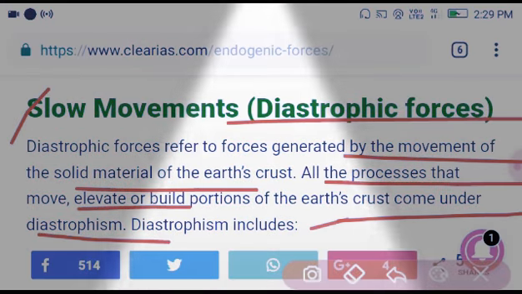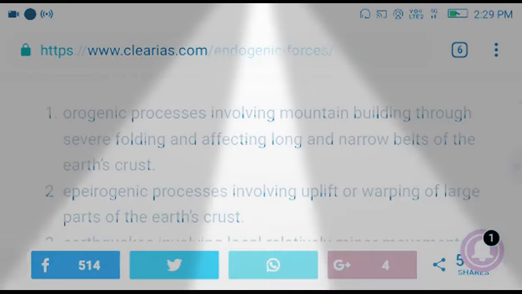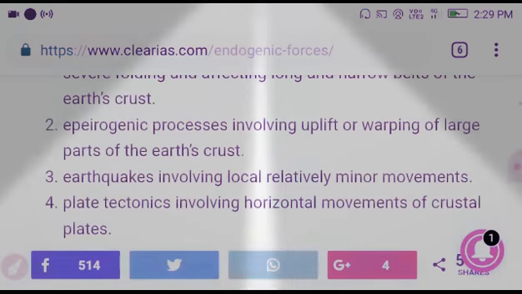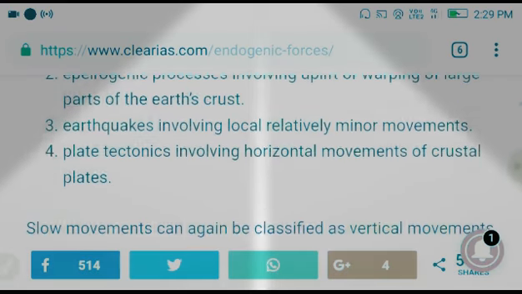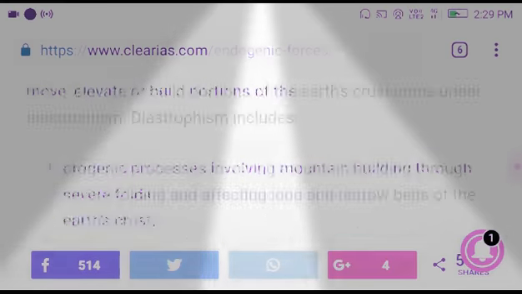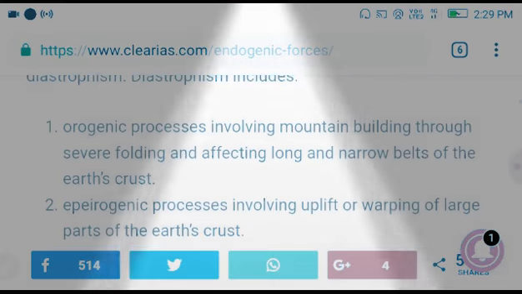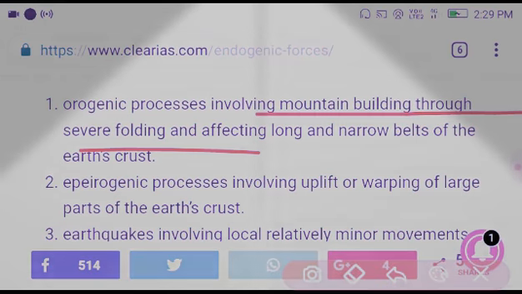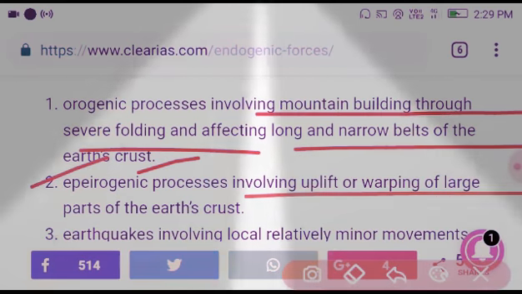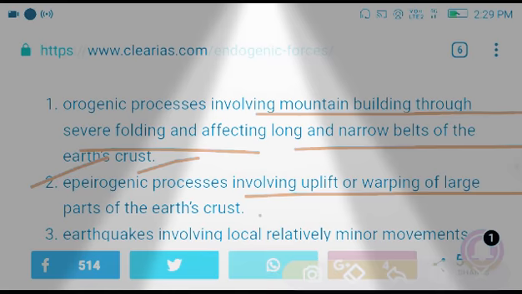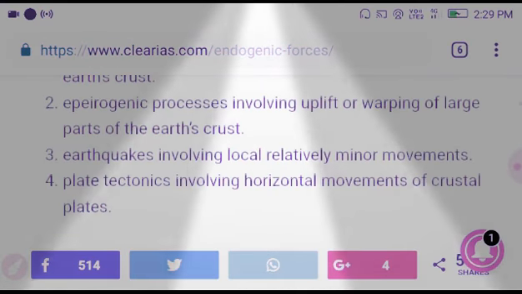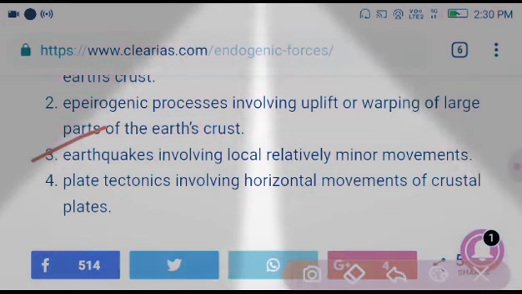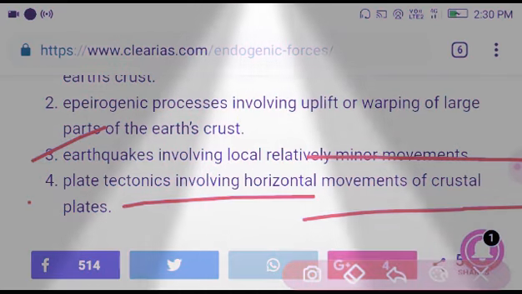Diastrophism includes orogenic process, epeirogenic process, earthquakes, and plate tectonics involving horizontal movements. The orogenic process involves mountain building through severe folding and affects long and narrow belts of the earth's crust. Epeirogenic movements involve uplift and warping of large portions of the earth's crust. Earthquakes involve local, relatively minor movements, and plate tectonics involves horizontal movements of crustal plates.